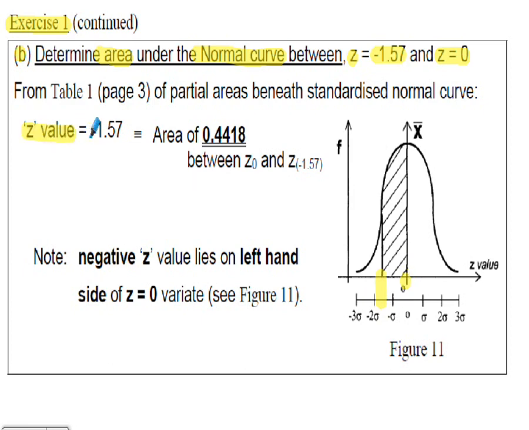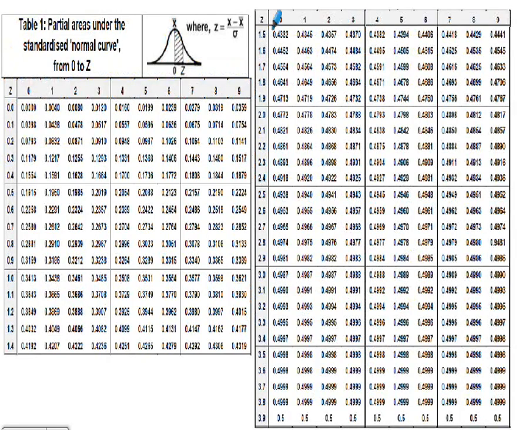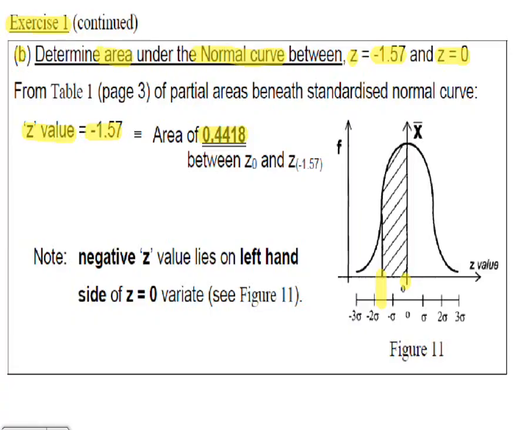So for a z value of minus 1.57, the area found on table 1 on a previous slide is 0.4418. We can check that with the table on the previous slide. Here's the z column, here's 1.5, and go along to find the 7, so 1.57 gives us an area of 0.4418. Notice the table only has positive z's, but because of the symmetry, we can use this for negative 1.57. So the area we've calculated from the table is this shaded area here. That's the 0.4418 area.